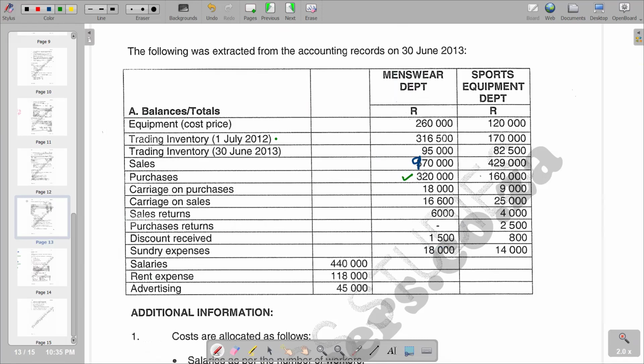So we check for returns. We see that we also have purchase returns. We don't have anything for men's wear department, but we've got purchase returns for sports equipment 2,500. Then from there, before we adjust, likewise, we go to see if we have got any adjustment that is affecting our purchases.